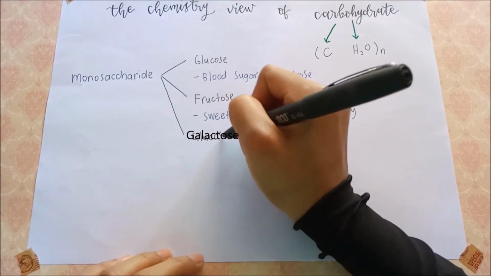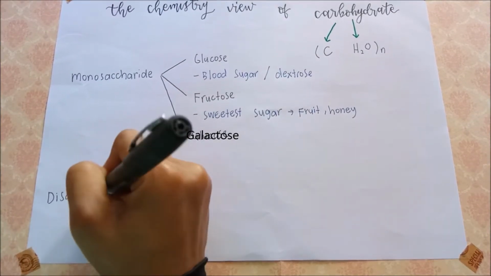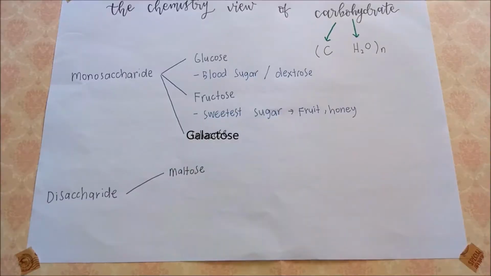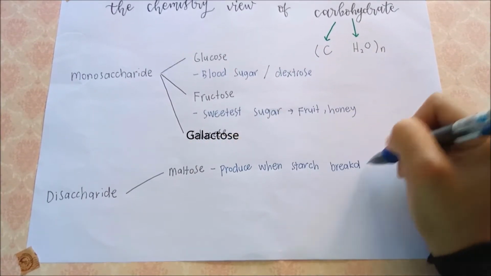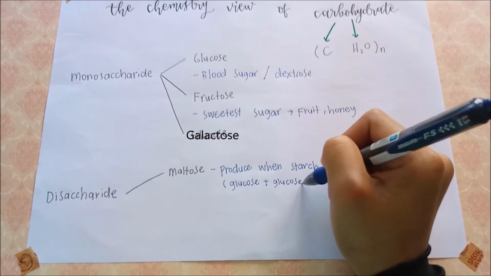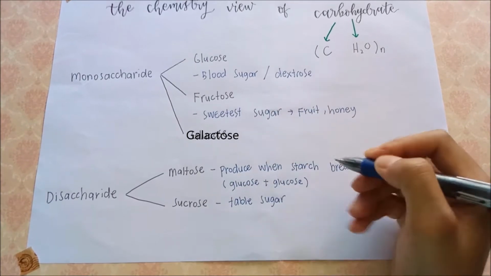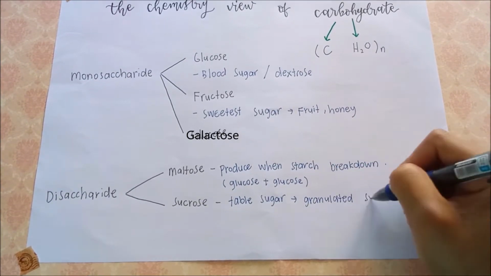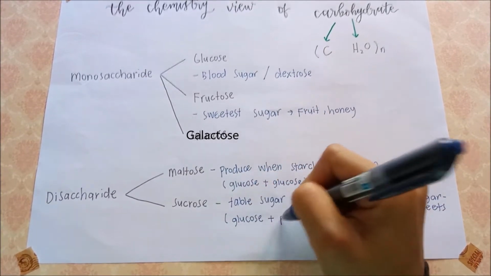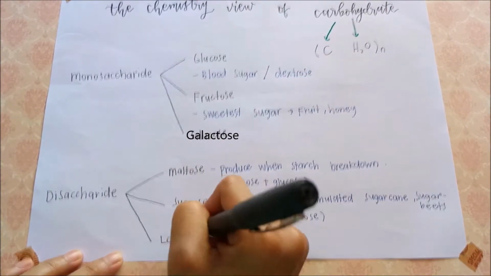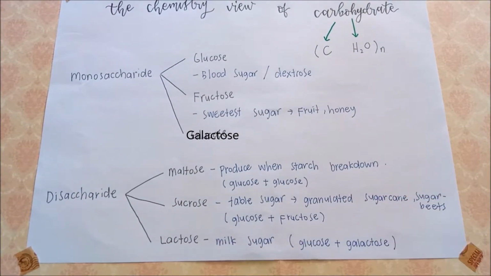And then galactose. For disaccharides, the first one is maltose, which is produced when starch breaks down, and it consists of glucose plus glucose. Then sucrose. Sucrose is table sugar, from granulated sugarcane or sugar beets. It consists of glucose plus fructose. The last one is lactose. Lactose is milk sugar, consisting of glucose and galactose.